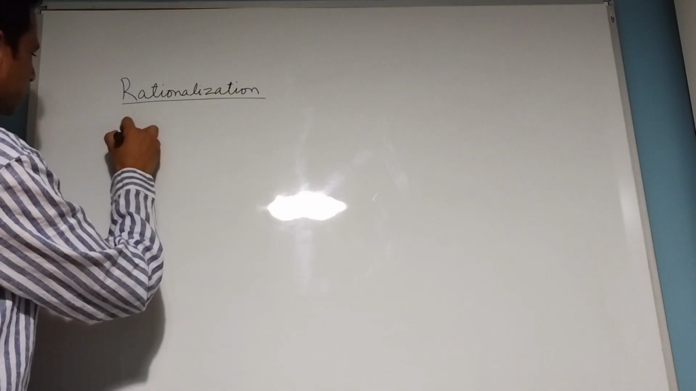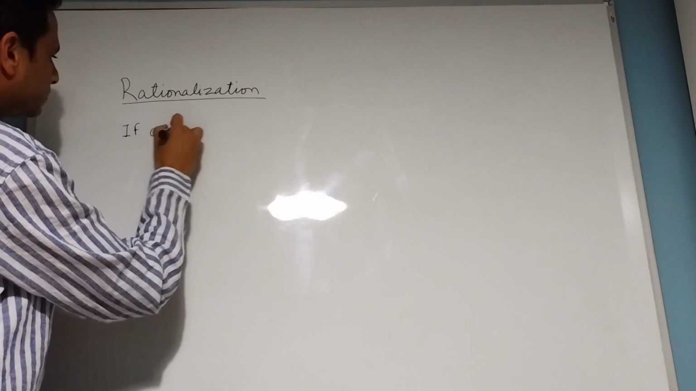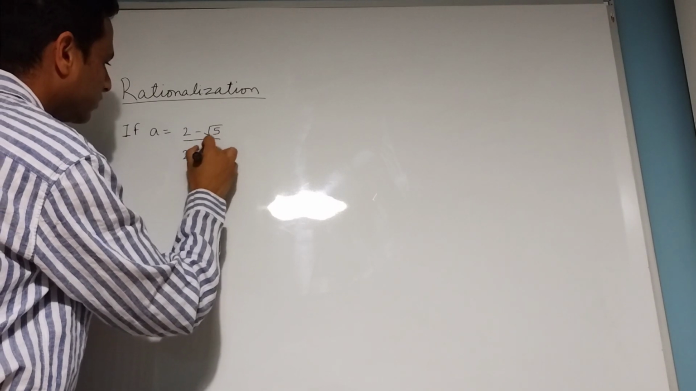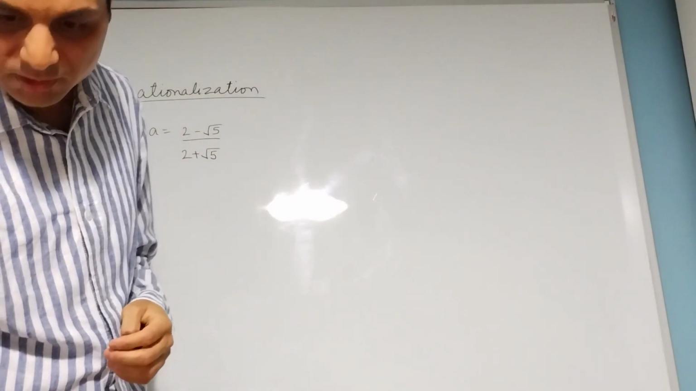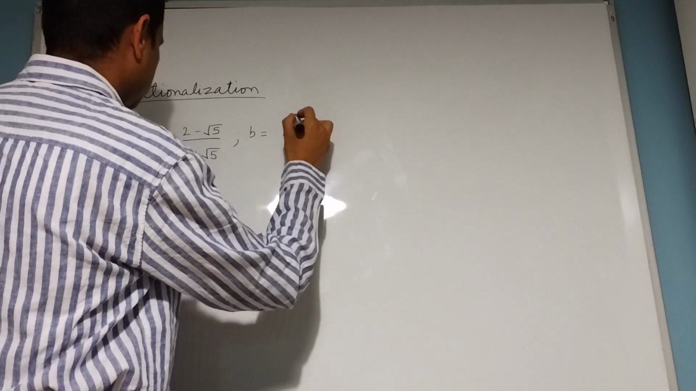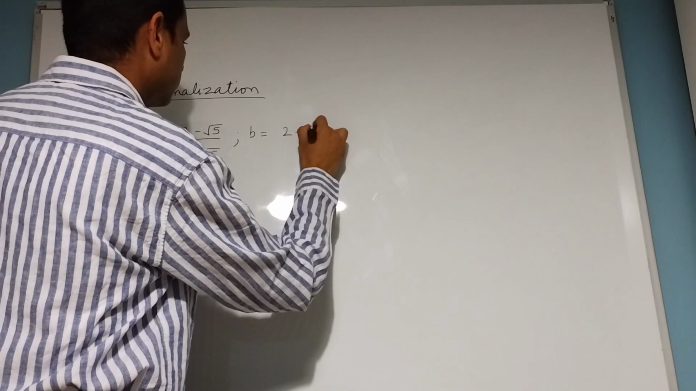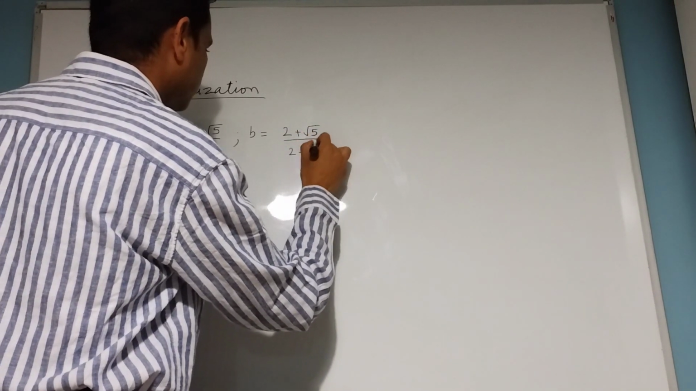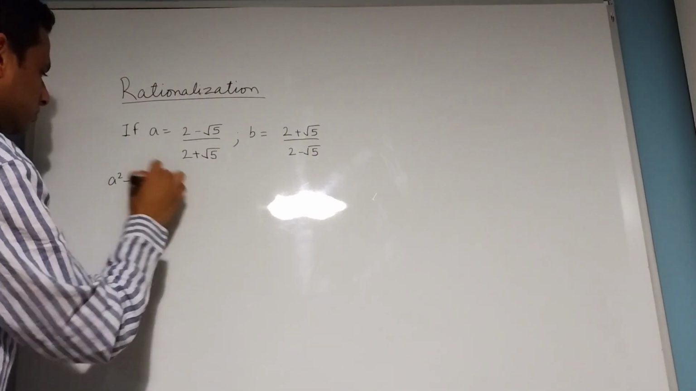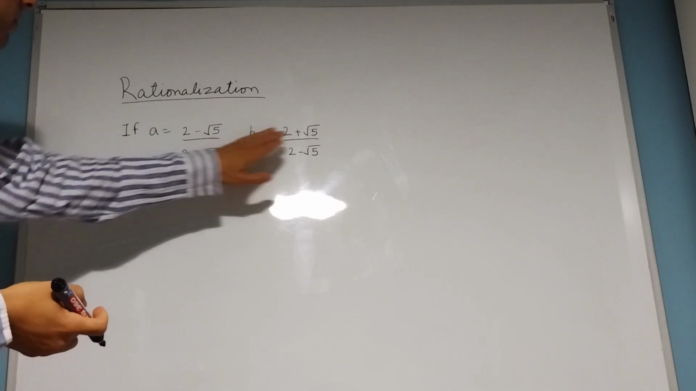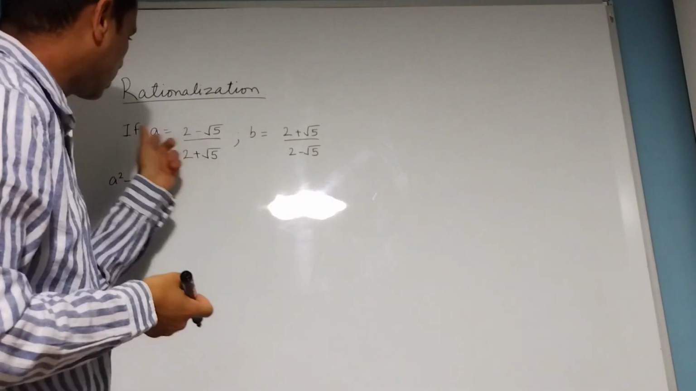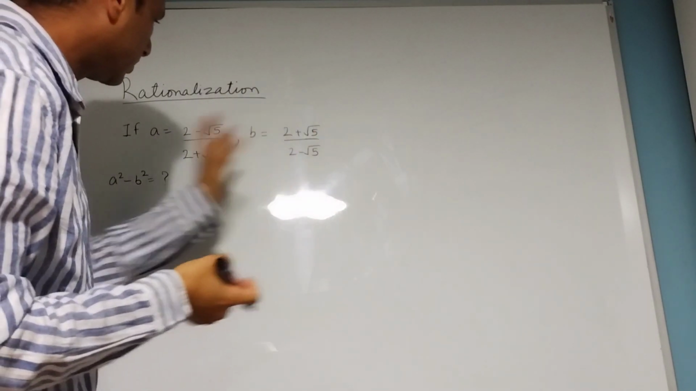A similar question. If a equals 2 minus root 5 by 2 plus root 5, and b equals just the reciprocal of this, 2 plus root 5 by 2 minus root 5, find the value of a squared minus b squared. We know the value of a and b. We'll find the value of a squared, but before that we'll rationalize a, rationalize b, do the square and then do the subtraction.